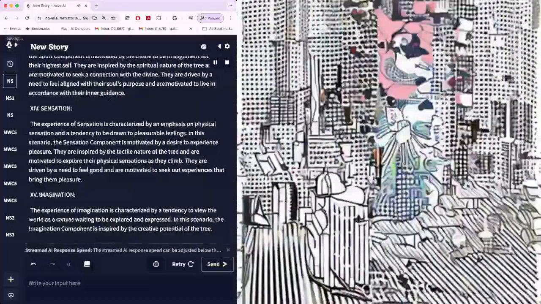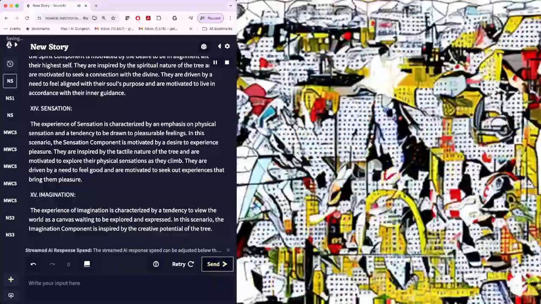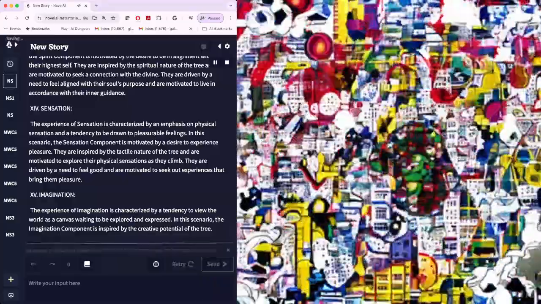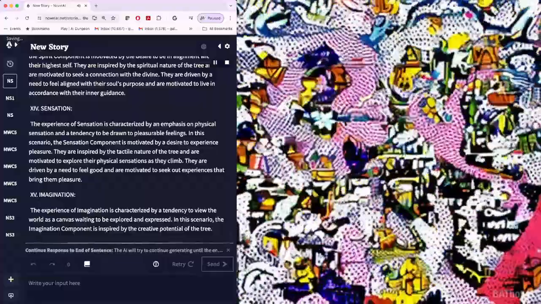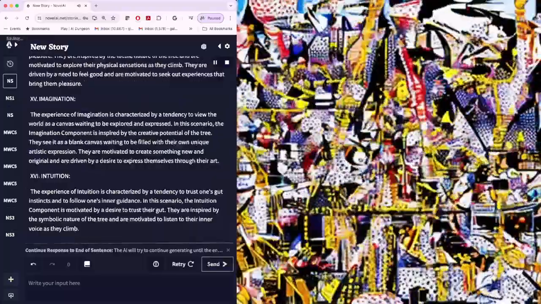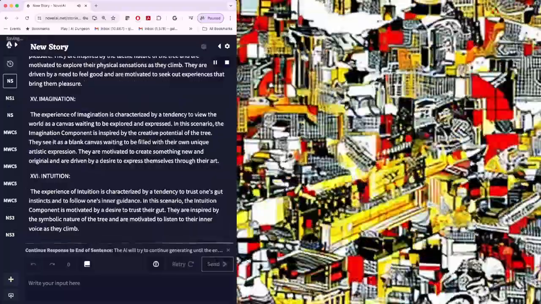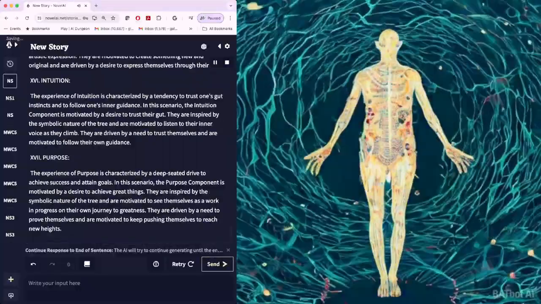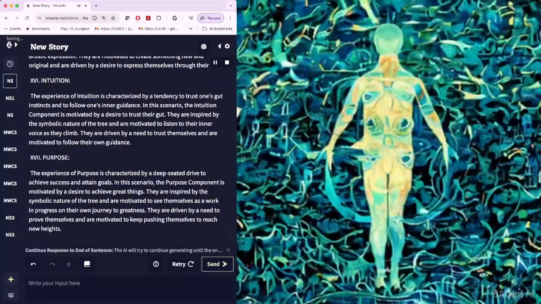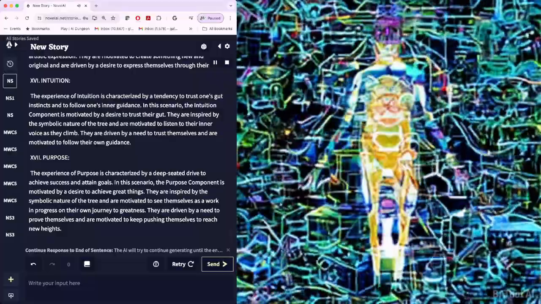9. Masculine. The experience of the masculine is characterized by a tendency to view the world as a competitive arena and to be driven by a desire to achieve and succeed. In this scenario, the masculine component is motivated by the challenge of climbing the tree. They see it as a test of their physical abilities and are determined to prove their strength and courage. They are driven by a need to be the best and are motivated to conquer any obstacle in their path.